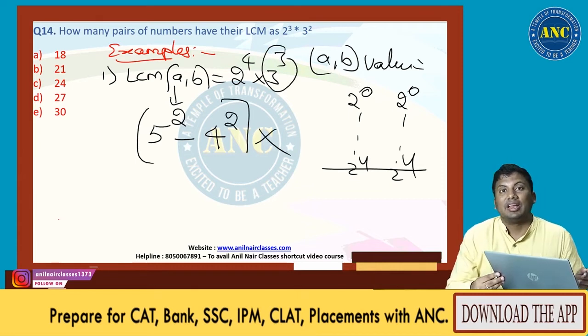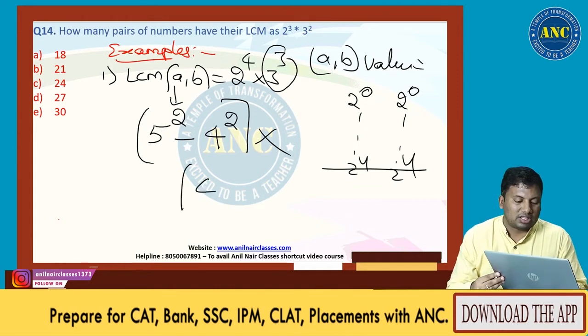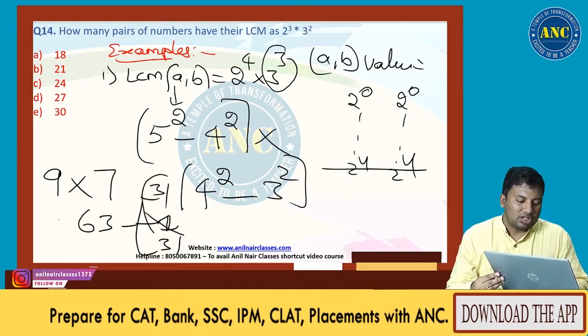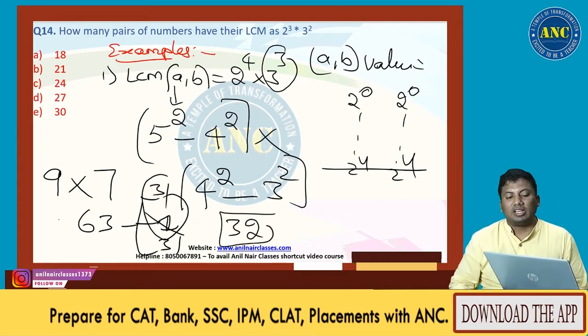3 power 3. A will take all the powers of 3 from 0 to 3, 4 cases. A will take, B will take. Don't take power of 3: 3 power 0, 3 power 2. So 4 square minus 3 square. 25 minus 16, 9. 16 minus 9, 7. 9 sevens are 63. One case where both are equal. 31, 31, this and this. Answer for unordered pair is 32. I hope it is clear.